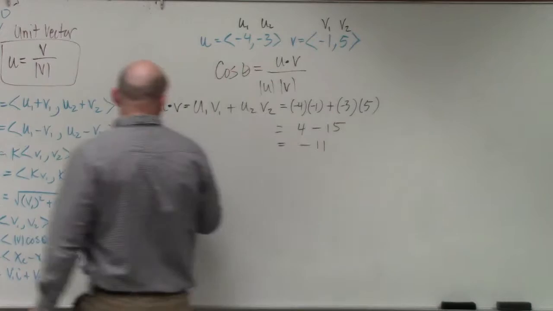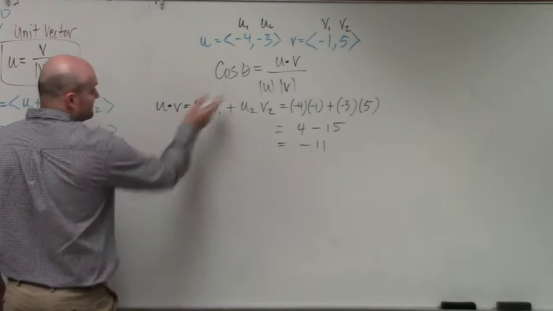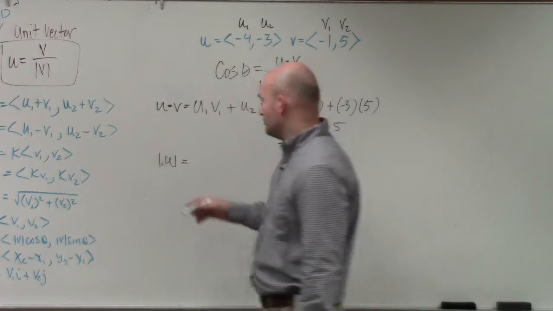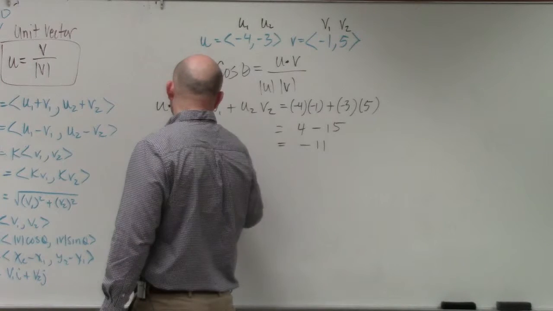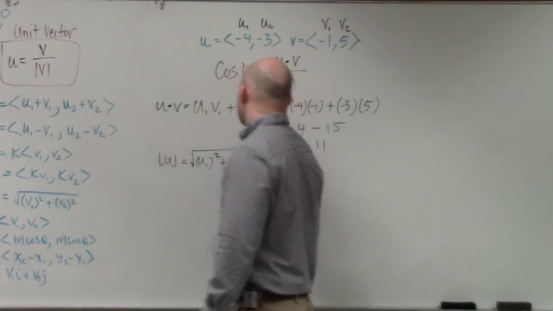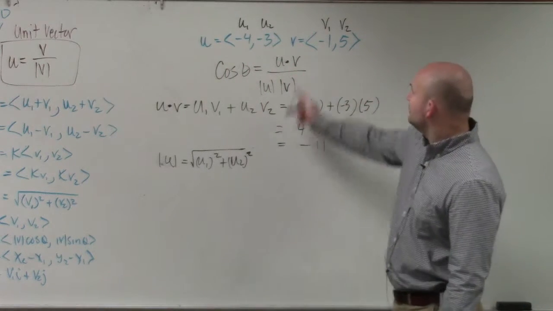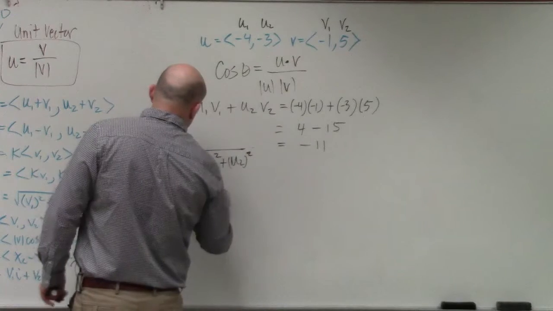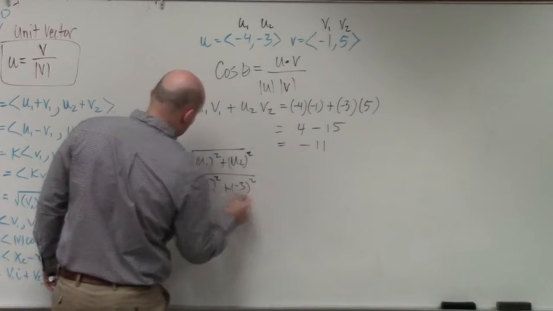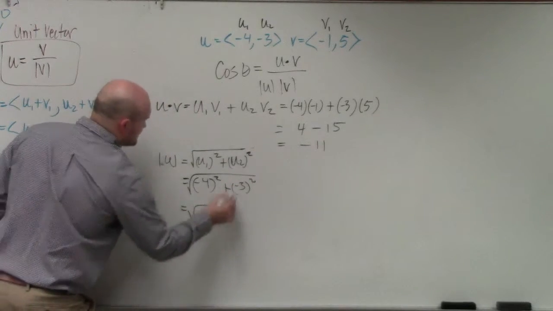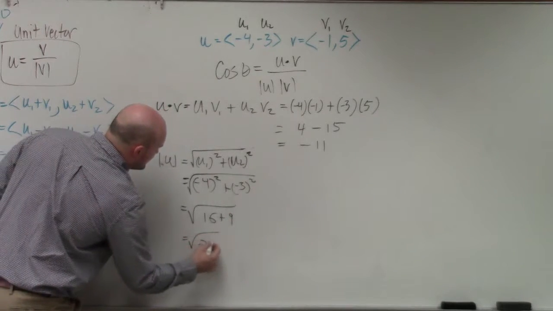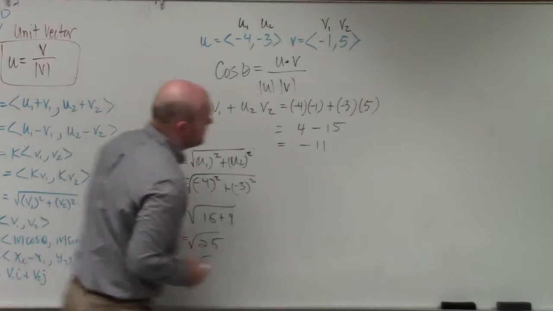OK, so now the next thing is we're going to do the magnitude. We need to find the magnitude of u, and we need to find the magnitude of v. Based on the magnitude formula that you are provided, which you also practiced on your homework, for vector u that would be u1 squared plus u2 squared. So that's -4 squared plus -3 squared. -4 squared is 16, plus 3 squared is plus 9. So that equals the square root of 25, which is equal to 5.